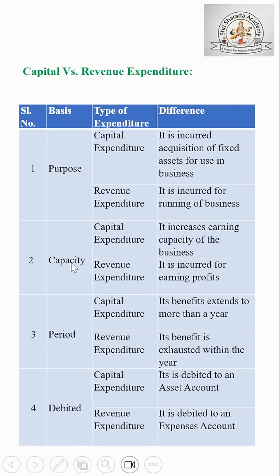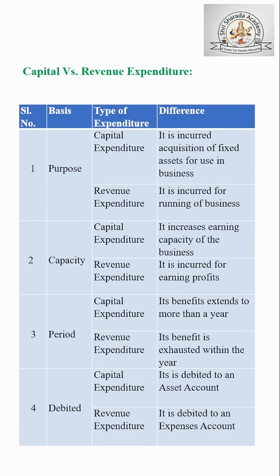Second point, capacity. A capital expenditure increases the capacity of an existing business or an asset, whereas revenue expenditure actually helps us to increase the profits or maintain the existing capacity. Third point, period. Capital expenditure benefits extend for more than a year, whereas the benefits of revenue expenditure are normally exhausted within a year.